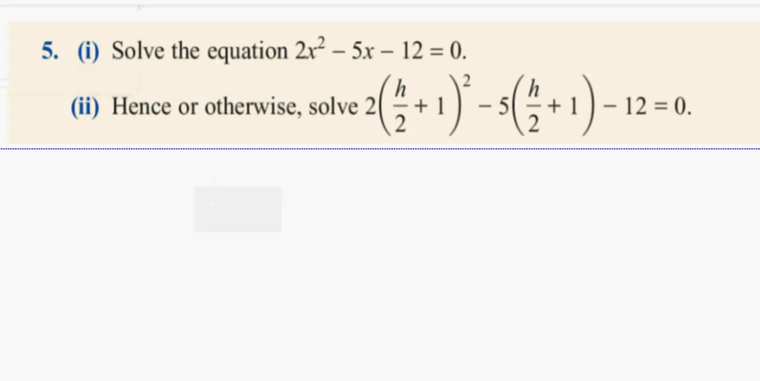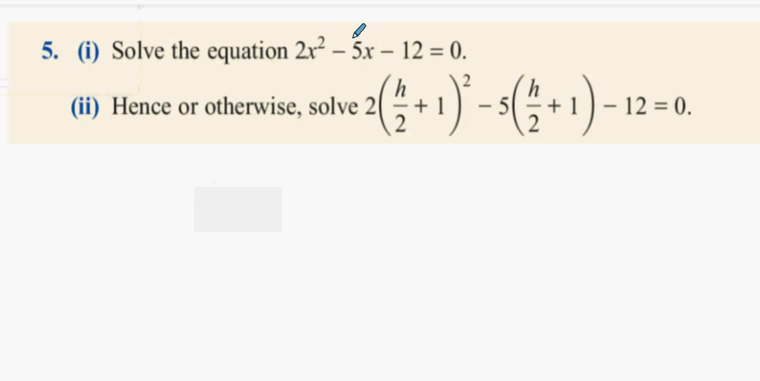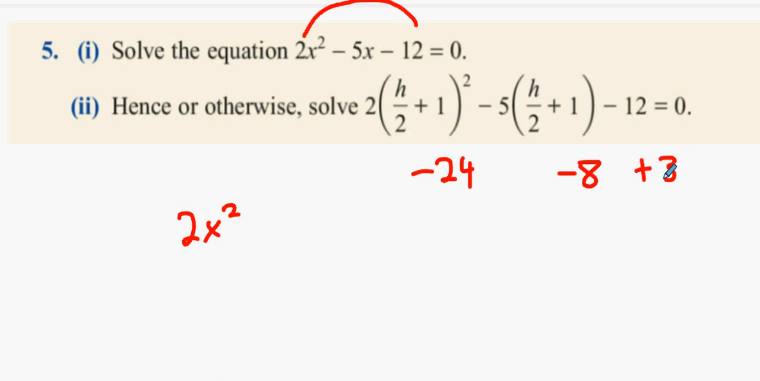Now, solve the following equation. Everybody pretty much knows how to do this at this stage. 2 times 12 has to multiply to give you minus 24, but has to add to give you minus 5. I'm going for a minus 8 and a plus 3.